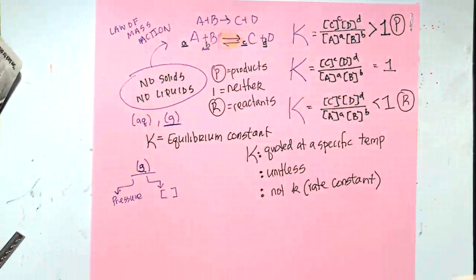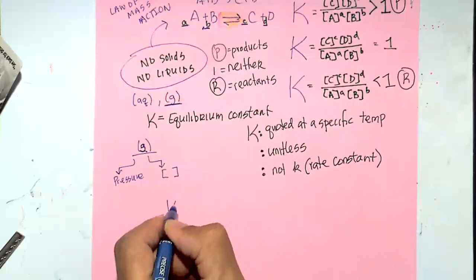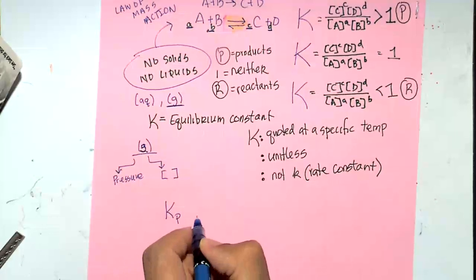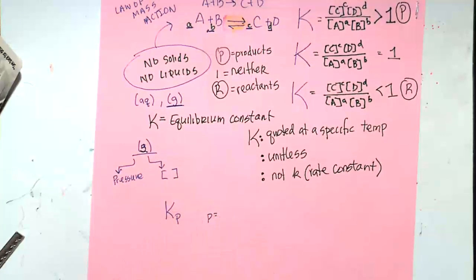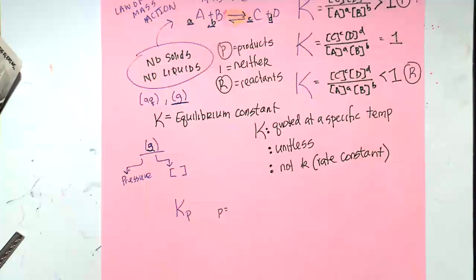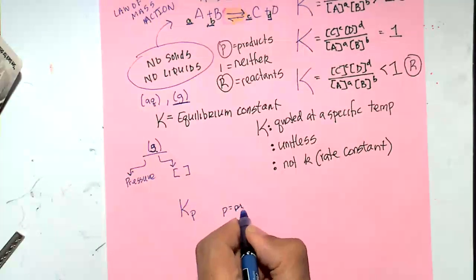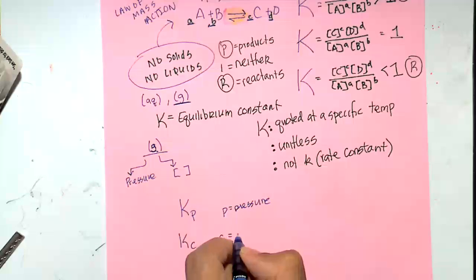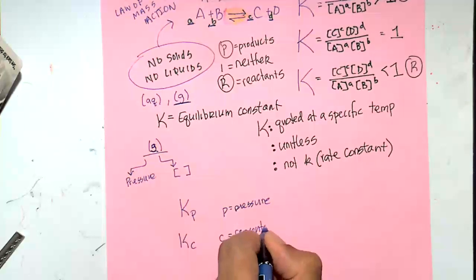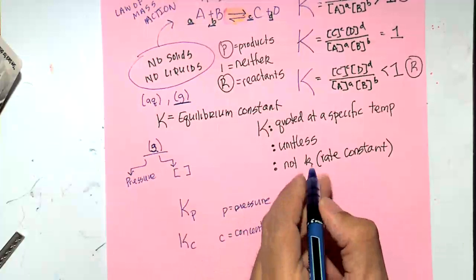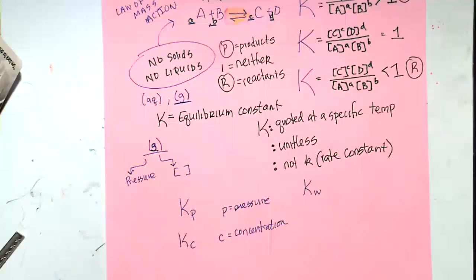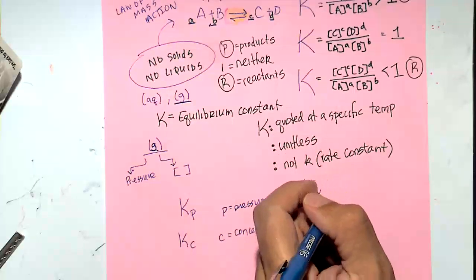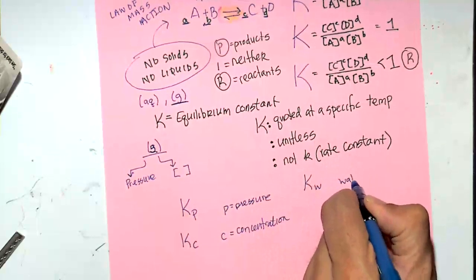And then finally, we have a lot of subscripts. If you see a KP, the P probably stands for pressure. This is the equilibrium constant for a reaction with a lot of gases in it, expressed in terms of pressure. What would Kc be? Equilibrium constant expressed in terms of concentration. In the next chapter, which is chapter 15, or maybe chapter 14, water has an equilibrium constant.